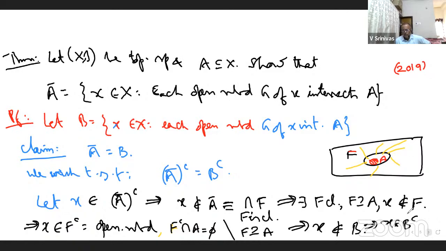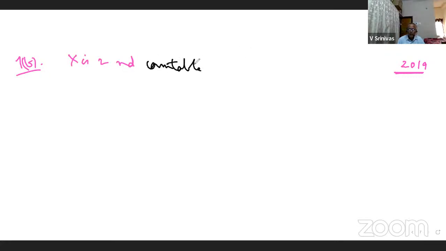Okay. Next, I would like to do the next question, that is in the 2019 paper. That is from the next unit. Suppose X is a second countable space. Yeah, 1B. Suppose X is a second countable space.